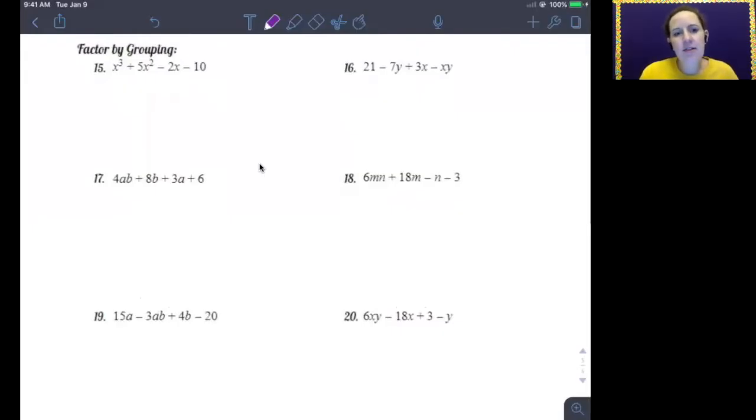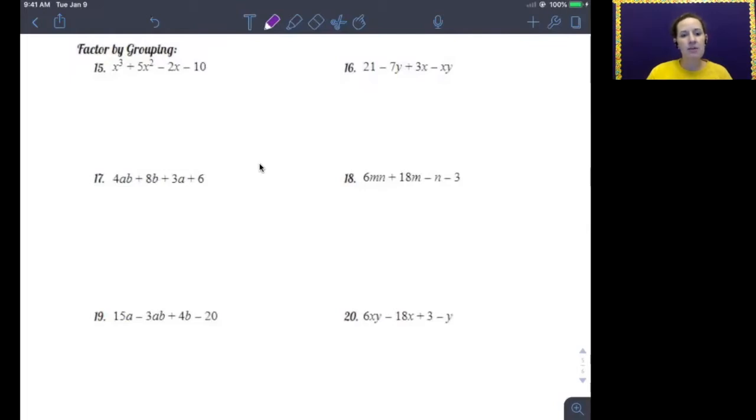Okay, guys, let's talk about factoring by grouping. Factoring by grouping is a really good candidate typically when we have a 4-term polynomial. All of these examples have 4 terms. When I say grouping, that means we want to put the terms into 2 different groups. We want to first make sure that it's arranged in standard form as far as our exponents go.